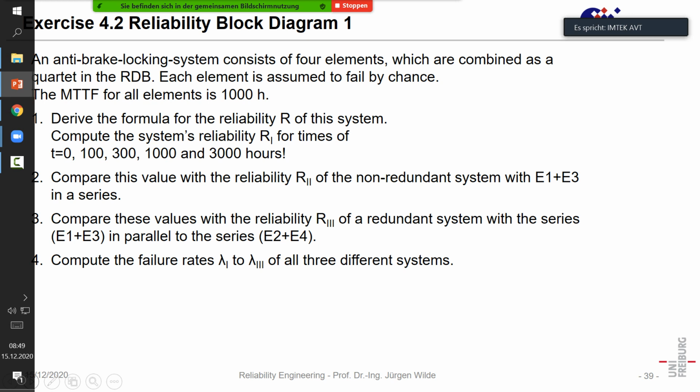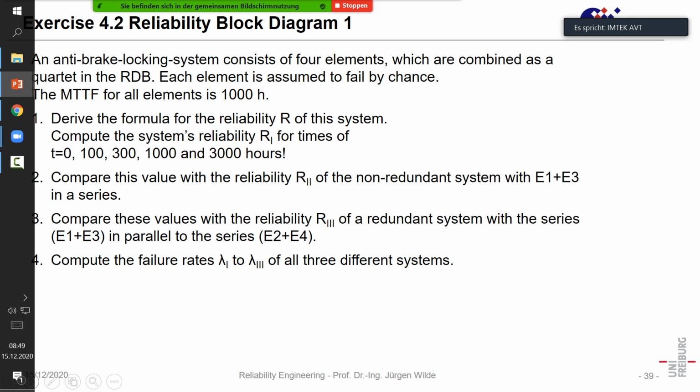We have an anti-brake locking system that consists of 4 elements which are combined as a quartet in a reliability block diagram. Each element is assumed to fail by chance. The MTTF for all elements is 1000 hours. Okay, that's not so high. Derive the formula for the reliability of the system. Compute the system's reliability for times of 0, 100, 300, 1,000, and 3,000 hours.